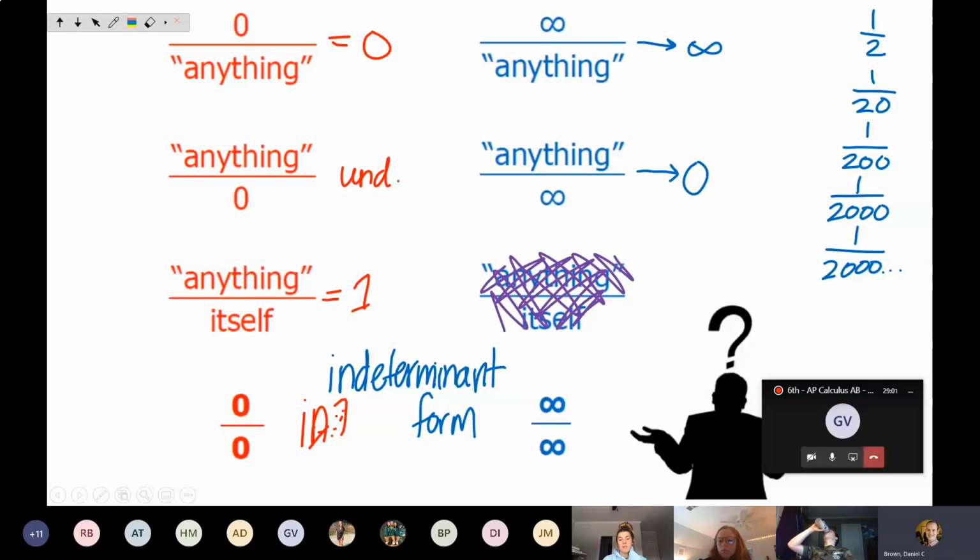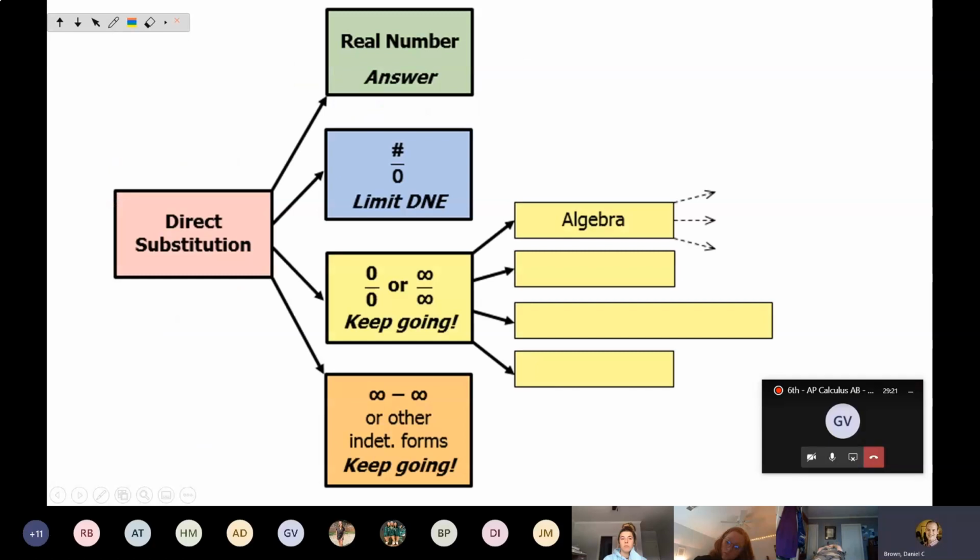And it's weird to discuss infinity in all these vague terms. But especially next week when we do limits intuitively, it's going to help us imagine what infinity is and what happens when we divide things by infinity or by a number. So that brings me back to the flowchart. When I'm doing the flowchart like this, if we get a real number, that's the answer. A number divided by 0, we're going to say the limit does not exist. If we have 0 over 0 or infinity over infinity, we're going to keep going.